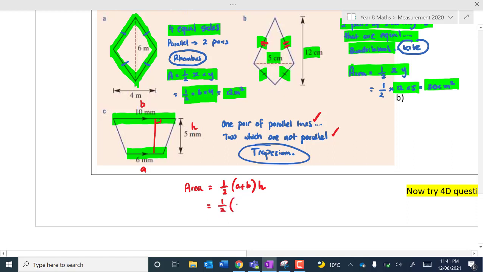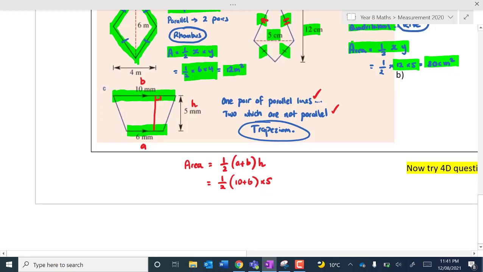Okay, A plus B is 10 plus 6 in brackets, and then we're multiplying that by 5. Okay, now let's go ahead and work our way from left to right. So of course, when doing BODMAS, we do brackets first, don't we? So let's do our brackets first. Let's evaluate everything inside the bracket. 10 plus 6 is 16. So that's a half times 16 times 5.